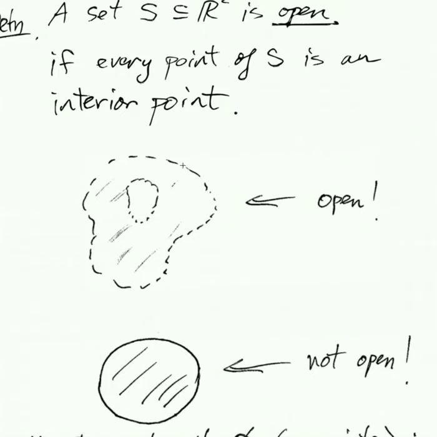Now remember, when I draw the dashed line up here, or the dashed curve I should say, that's not actually part of the set. It's the boundary of the set, but it's not part of the set. So I'm not interested in those points at all here.